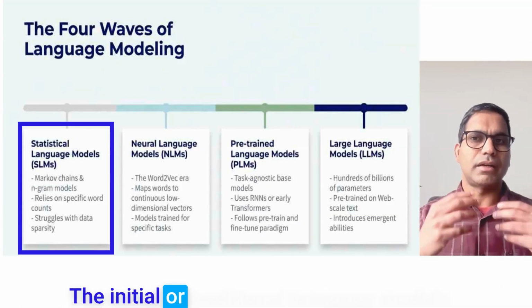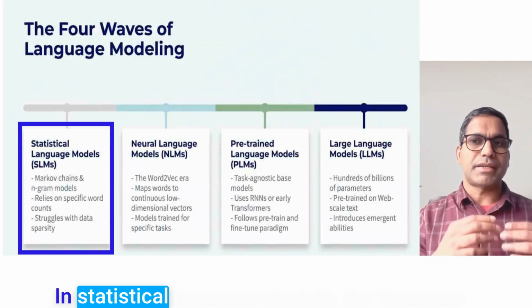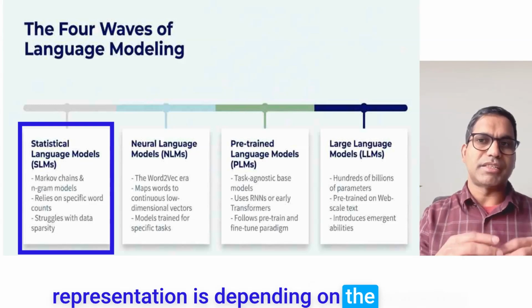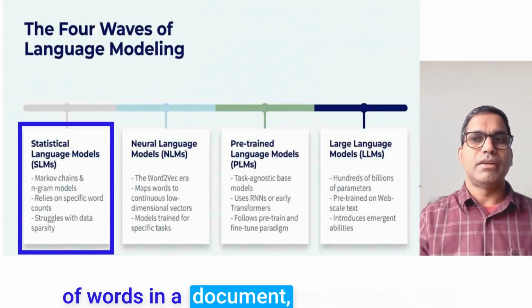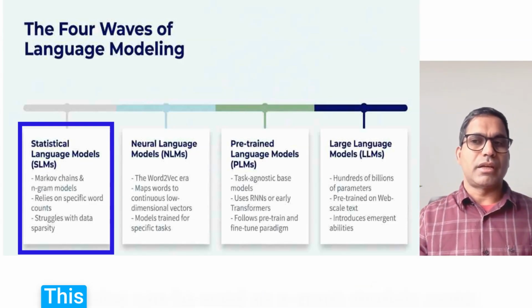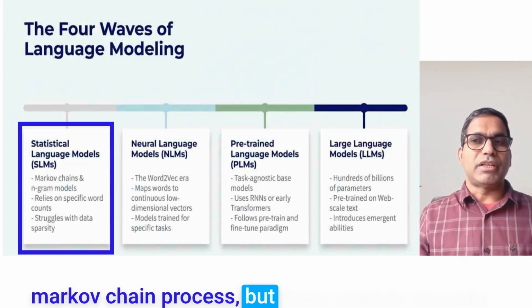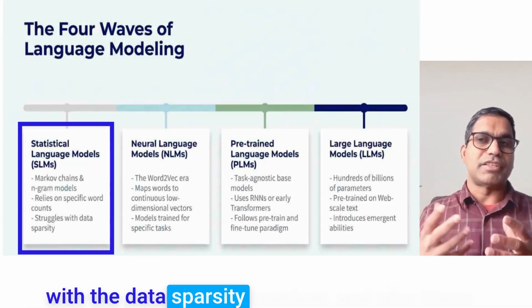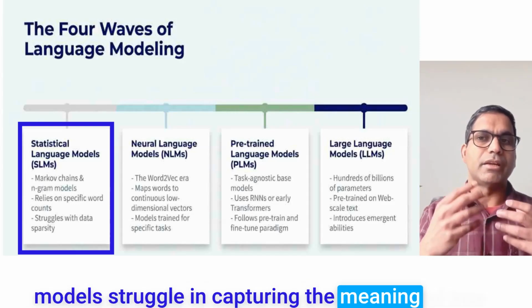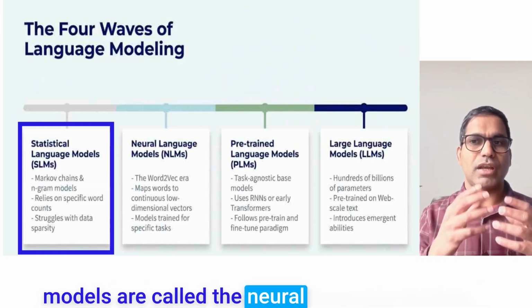The initial or traditional language models are called statistical language models. In statistical language models, the language representation depends on the statistics of words in a document. For example, they can use word counts to represent a language. This can also be used as n-gram models using the Markov chain process. But these models struggle with the data sparsity problem, and also struggle in capturing the meaning of two different words.